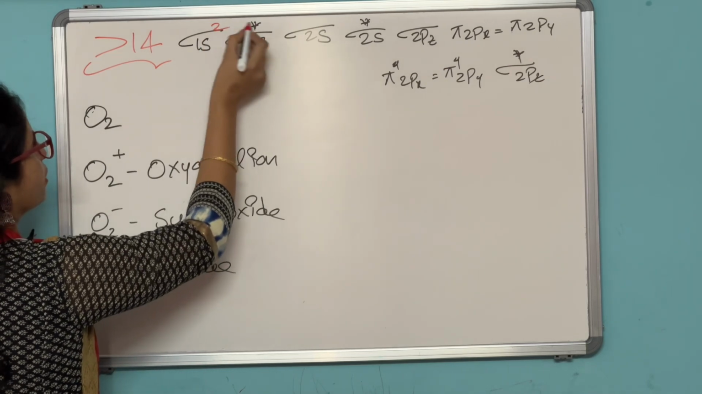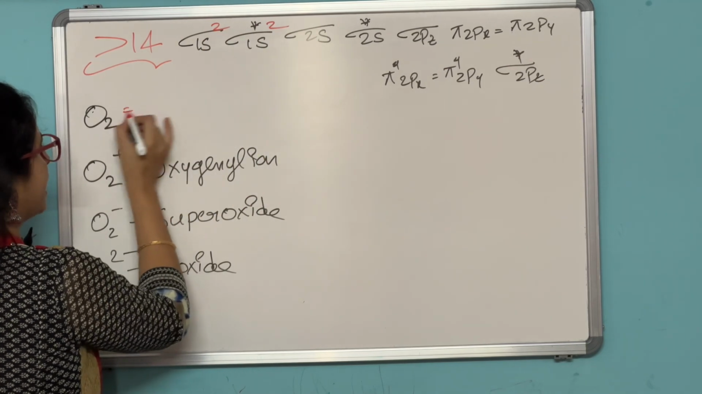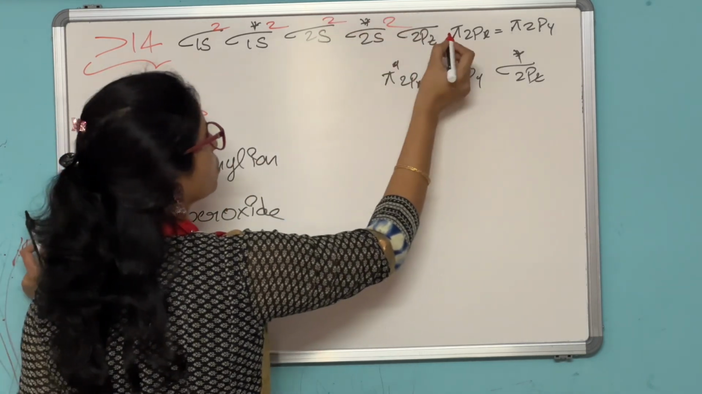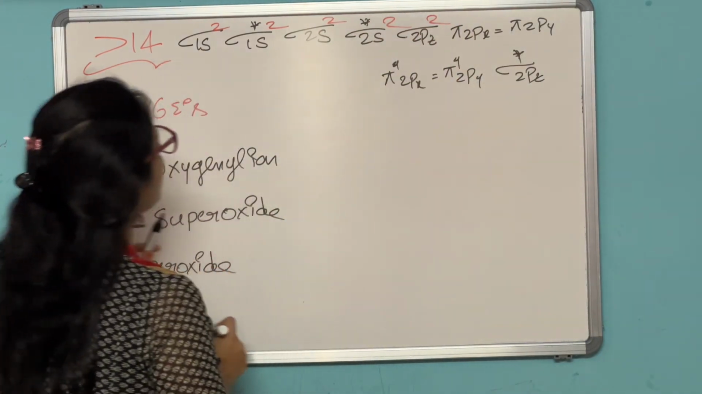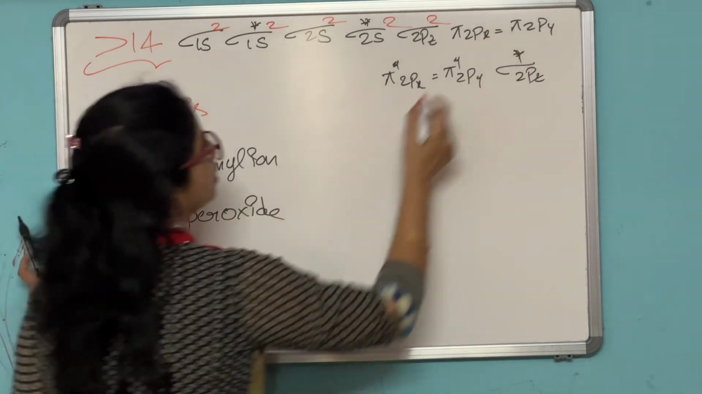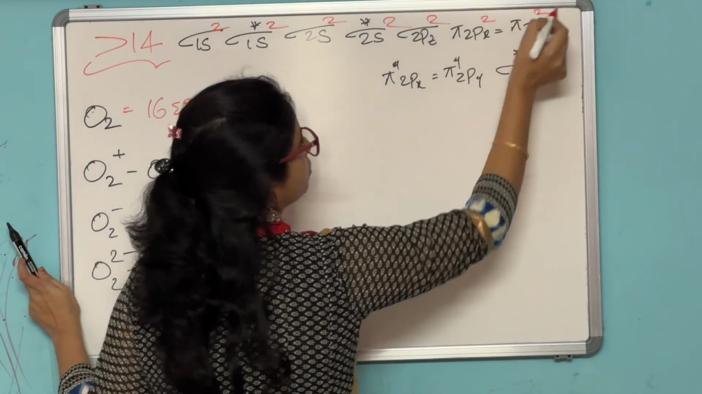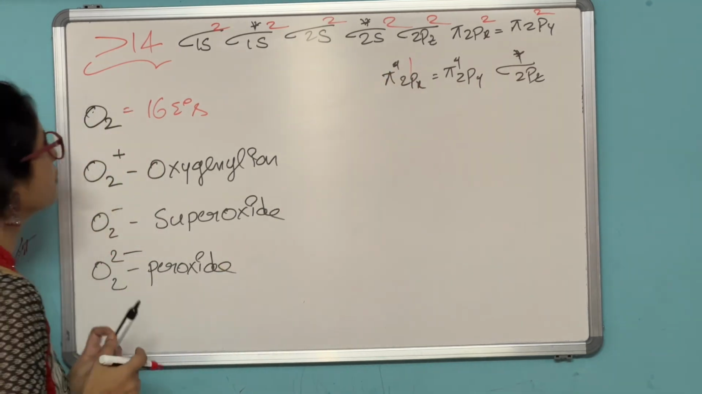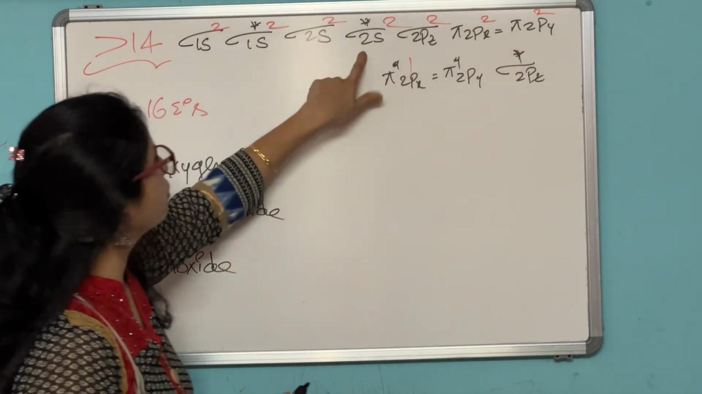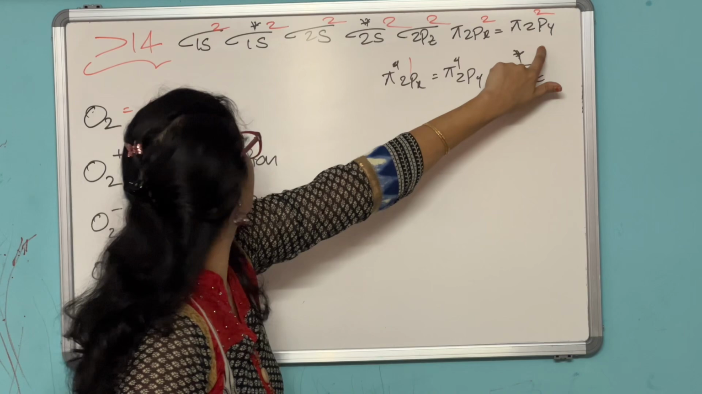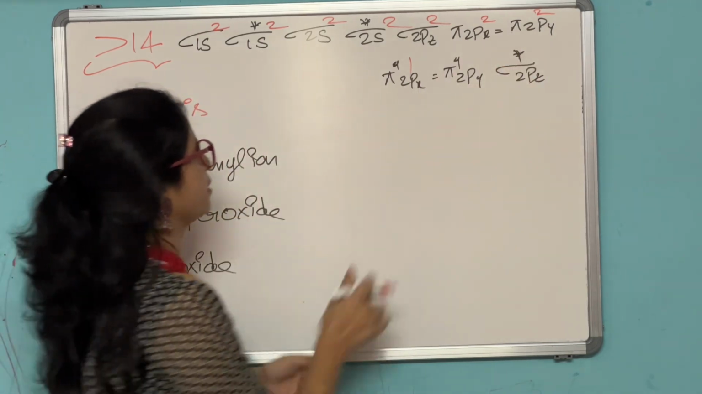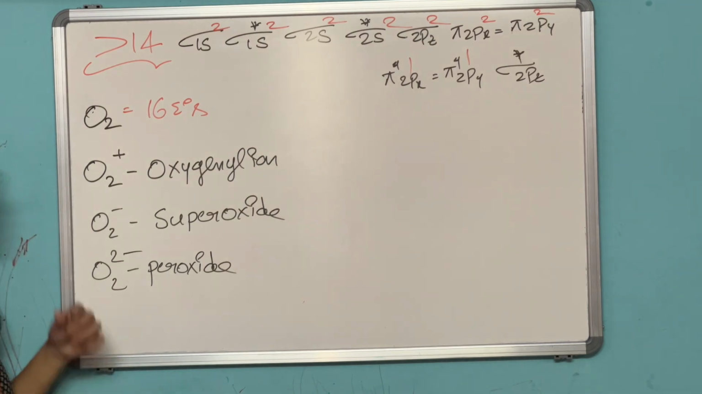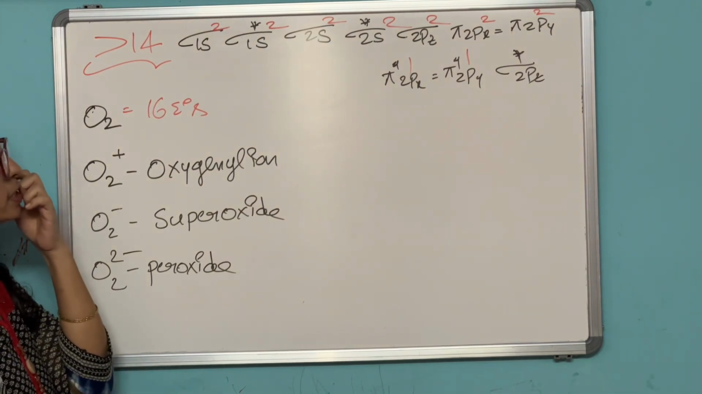Here it is 1s2, 2s2, oxygen 8, altogether 16 electrons, 2s2, 2pz2, and so on up to 16 electrons. This is how you have to write the electronic configuration.